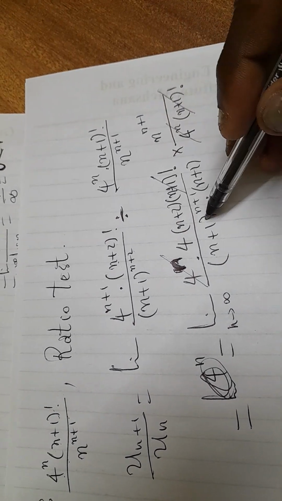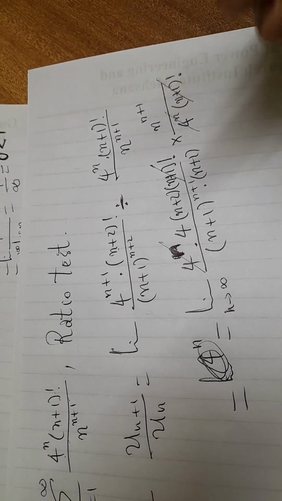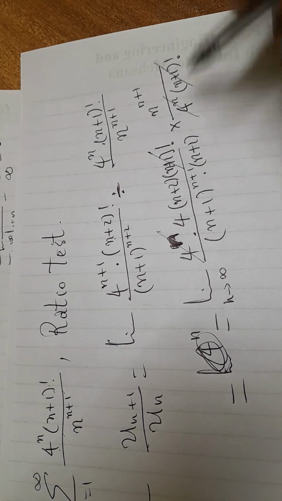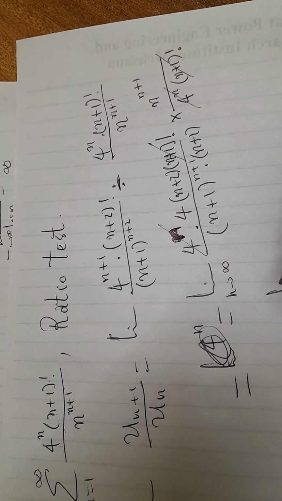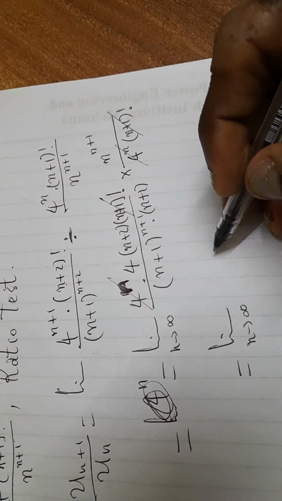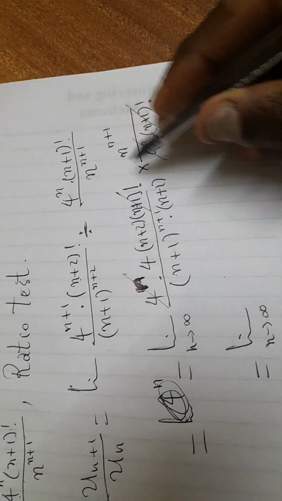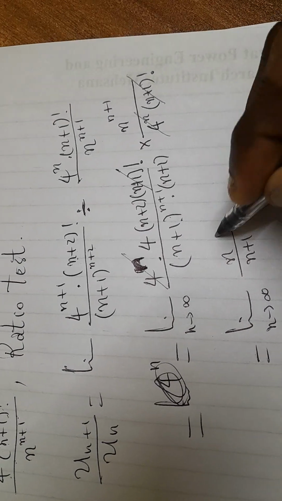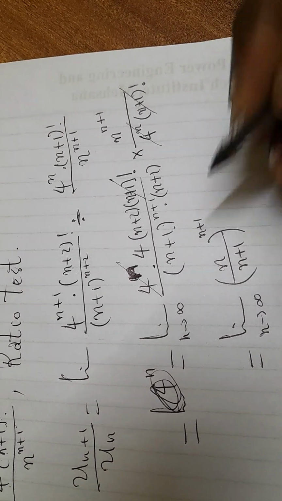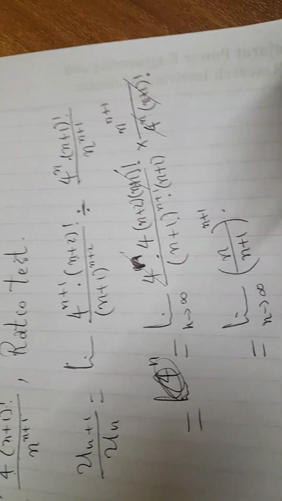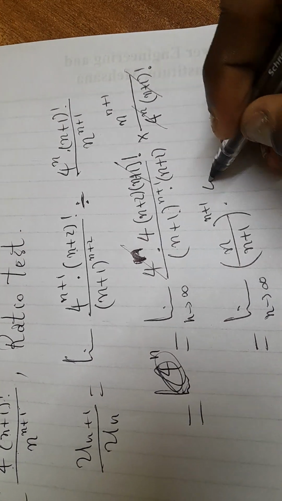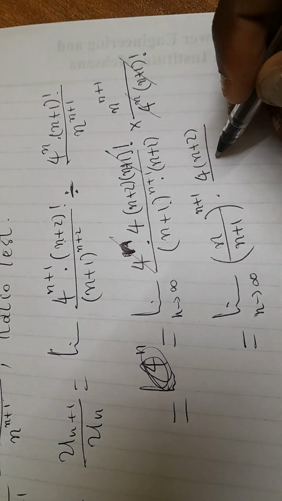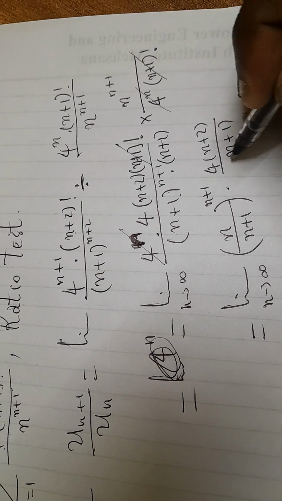We cannot simplify this and this, that's impossible. So we will put together all the powers together and all the polynomials together. As n goes to infinity, the powers come together: this will be n upon n plus 1, all to the power n plus 1. Now here will be 4 times (n+2) upon (n+1).